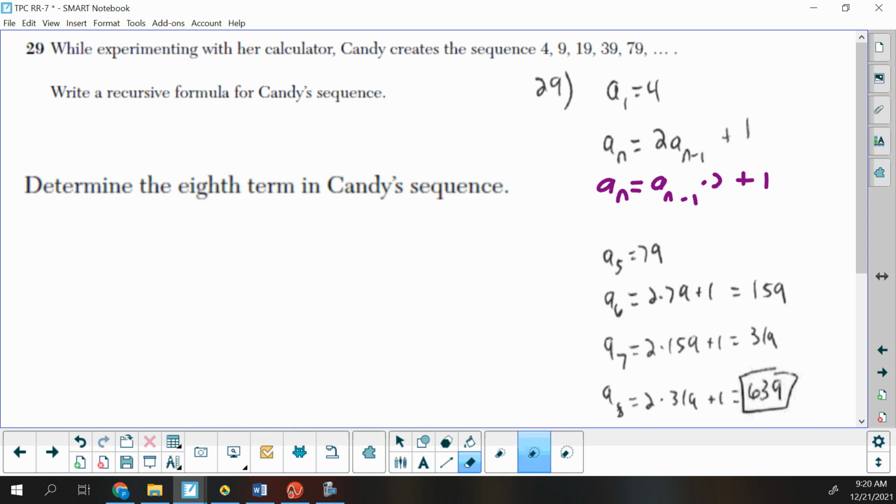So they wanted us to find the 8th term, so we have to continue the pattern out. So I started with A5 is 79. So you've got to double and add 1 to get A6. And then to find A7, double your 159 and add 1. And then to get A8, double the 319 and add 1, so you get 639 in the end.